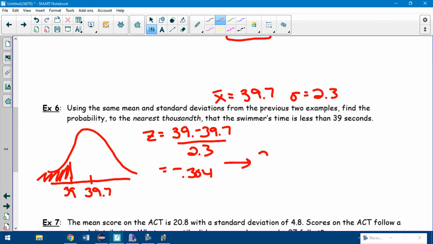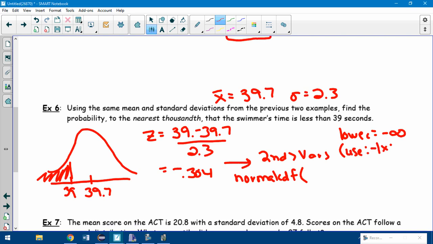Okay, so then I go back to second vars again. I'm going to do normal CDF, and this is the work you got to show. You've got to show normal CDF. This time my lower is negative infinity. So when your lower is negative infinity, what do you think you're going to use? Well, the same idea with a negative. Use -1 times 10 to the 99th. Okay, so that's going to go here. -1 times 10 to the 99th. Upper is negative 0.304. Mean is 0. Standard deviation is 1.